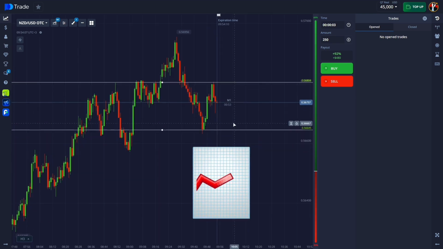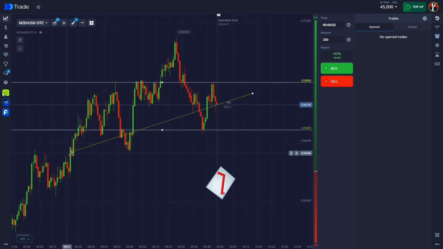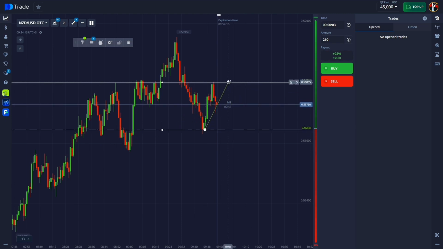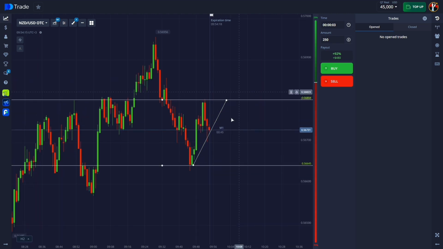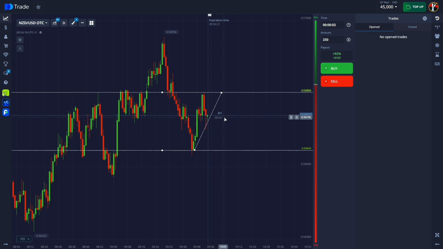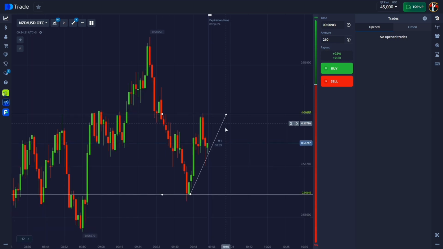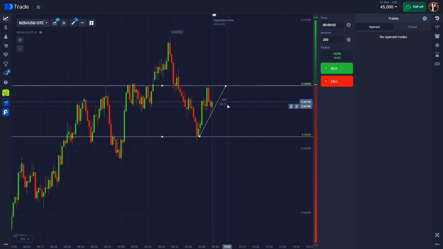So now look, we take the trend line again and draw it from the lower level upwards. As you can see, the chart hasn't reached the top yet. That is, it continues its movement. So right now, we wait 40 seconds and enter with the new candle. It's very important to enter with the new candle.